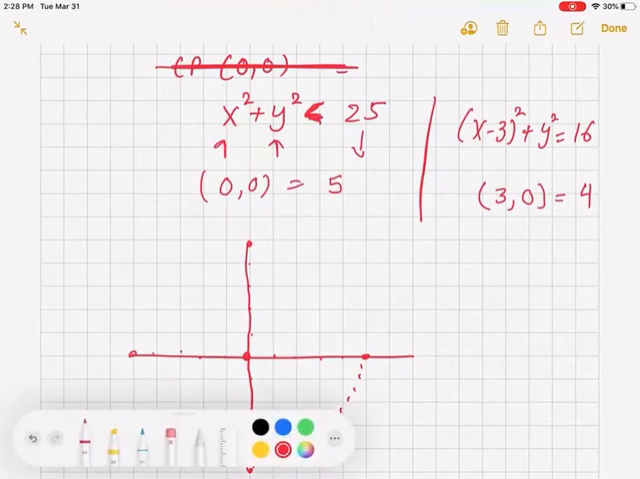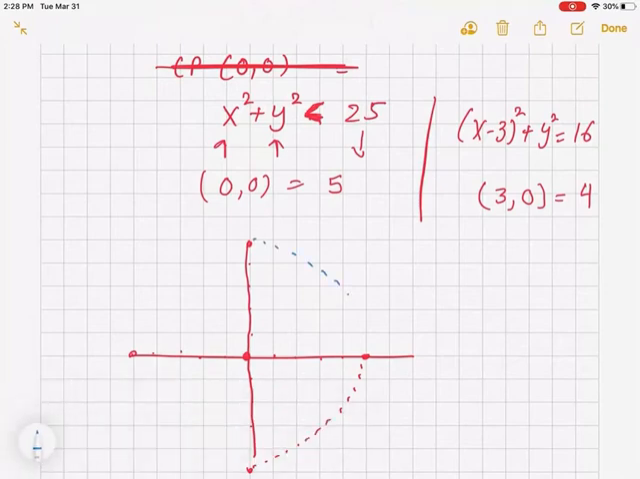So it's going to be a dotted line. Basically, what we do is we start off with the center point, and then from there we go by the radius number in all four directions. Now finally, we need to decide what area to shade.